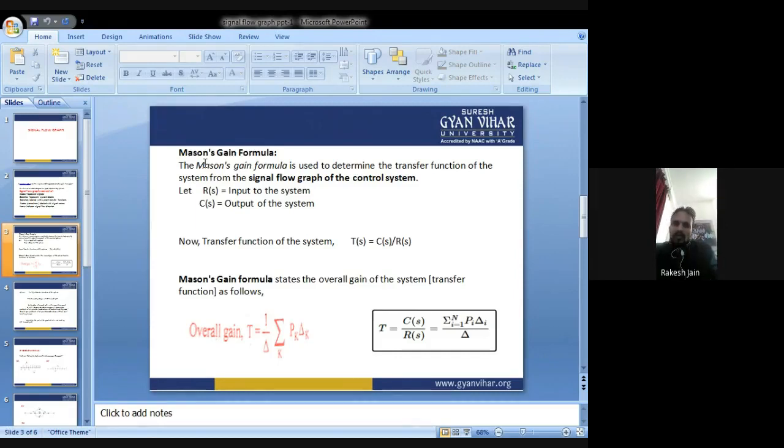As you see, in any branch of a signal flow graph there is a value written over the branch along with the direction. That value is the gain of that branch. So in the forward path, from the input side till you reach the destination at the output side, there are a number of branches.